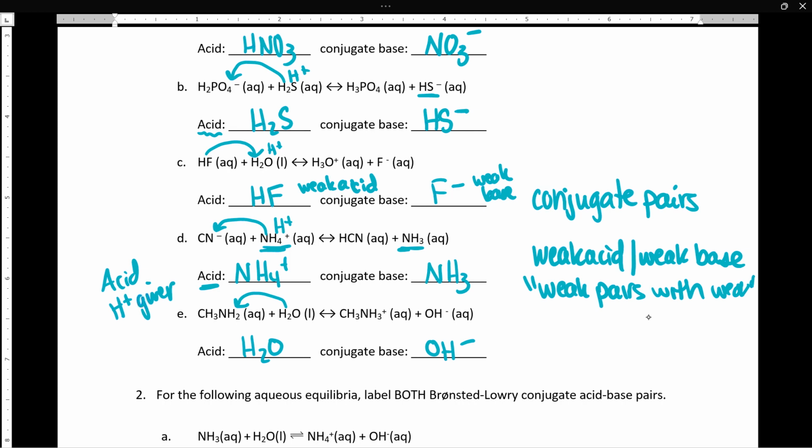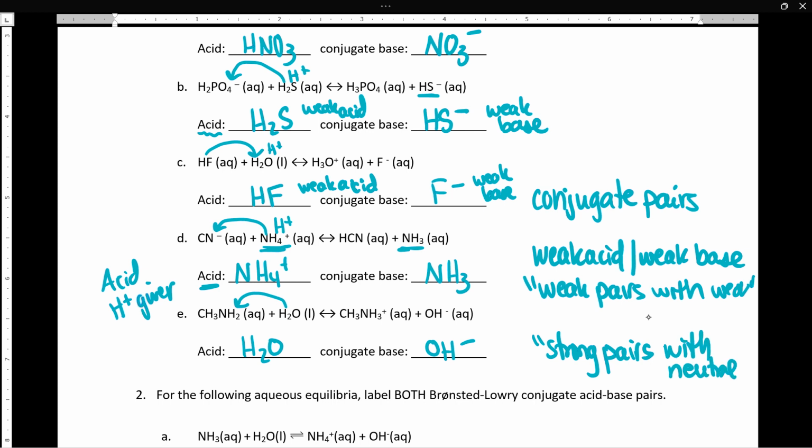Same thing over here. H2S is a weak acid. I know it's weak because it's not one of my 6 strong acids. So the conjugate of that weak acid is what we call a weak base. The other rule is, so weak pairs with weak. What if it's strong? Well, if you have a strong acid or a strong base, then the rule is strong pairs with neutral. So the conjugate of something that is strong is going to be neutral. So we actually see an example of this right here.